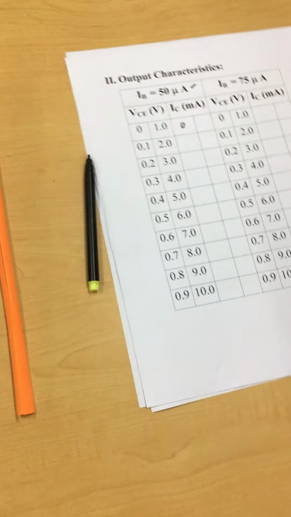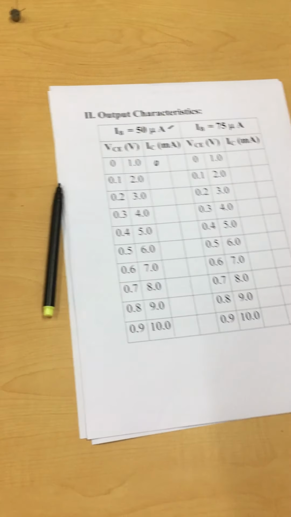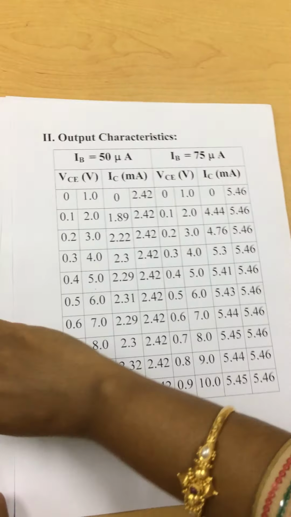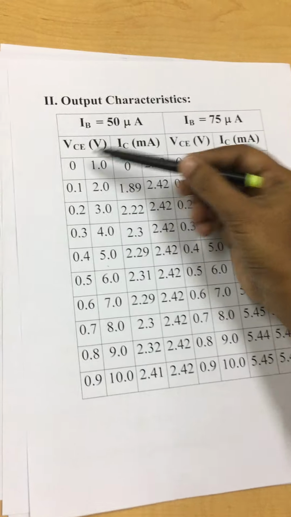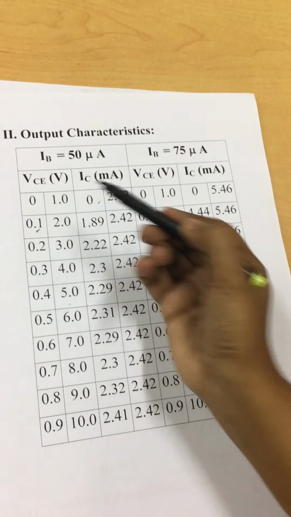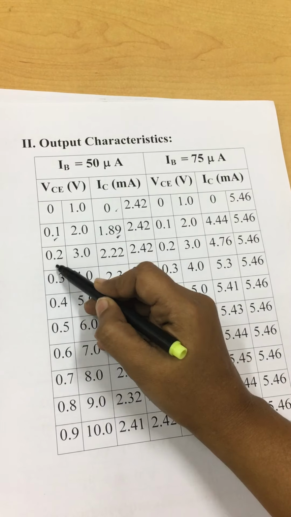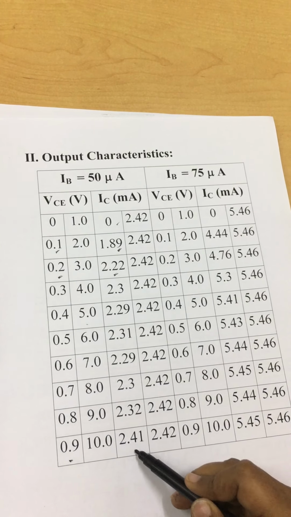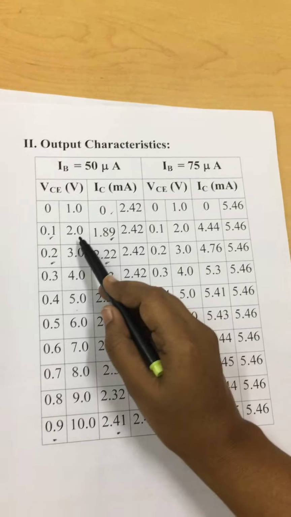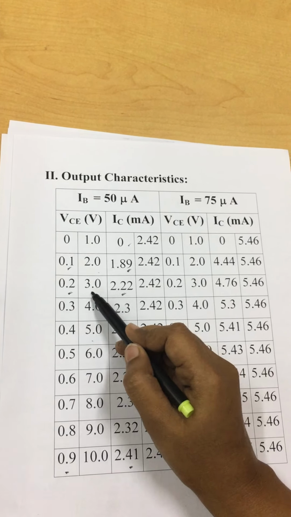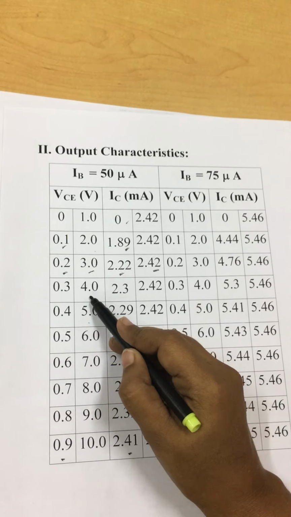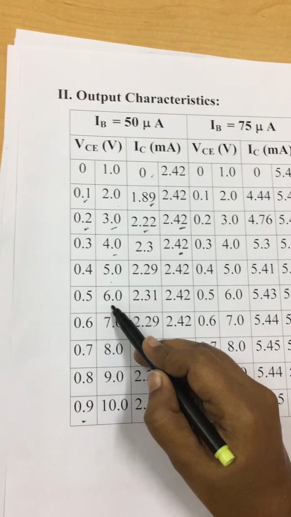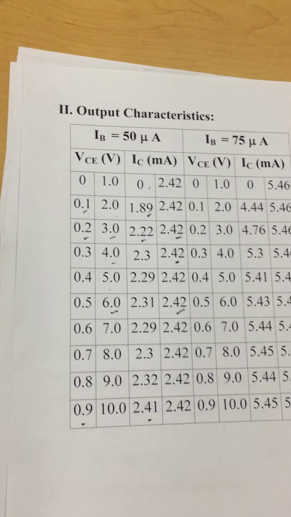So when I take the readings for this output characteristics, it will be almost like this. See, for 0, I got 0, 0.1, I got 1.89, 0.2, 2.22, it increases, 0.9, 2.41, see 2, 2.42, then 3, 2.42, 4, again 2.42, 6 also 2.42.